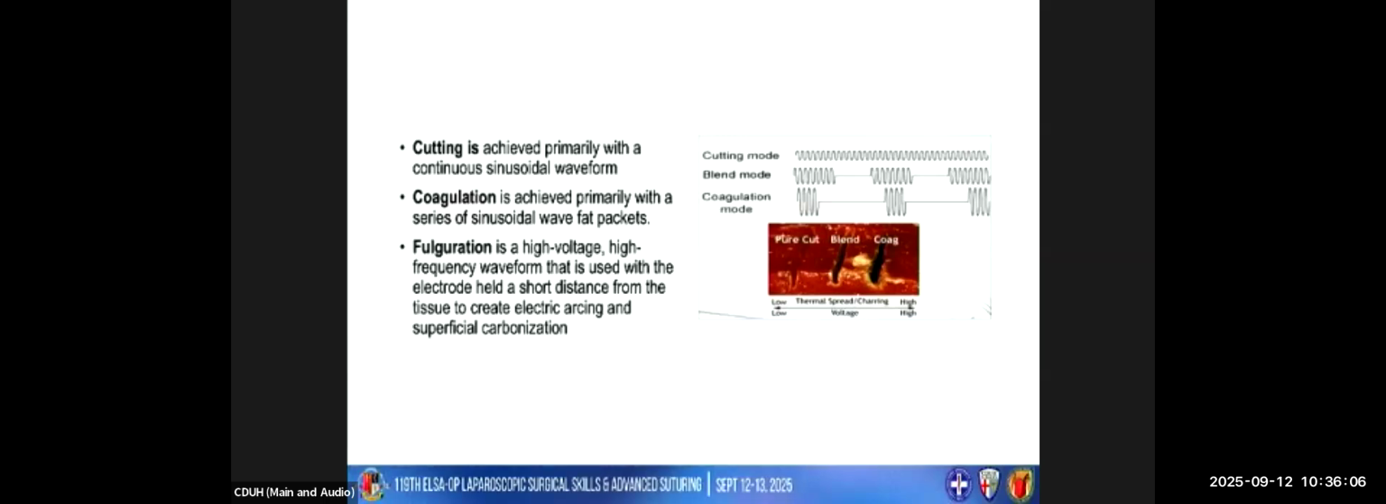Fulguration is a high voltage, high frequency waveform. This is used with the electrode held a short distance from the tissue to create electric arcing and superficial carbonization. This is usually important when you're trying to stop bleeders in the liver bed. You place the mode in spray or fulgurate and increase the power to about 40 to 60, placing the tip of the hook or spatula just near the liver tissue, not on it, to prevent the instrument sticking on the liver tissue, thus creating superficial carbonization, and hopefully will stop the bleeding.